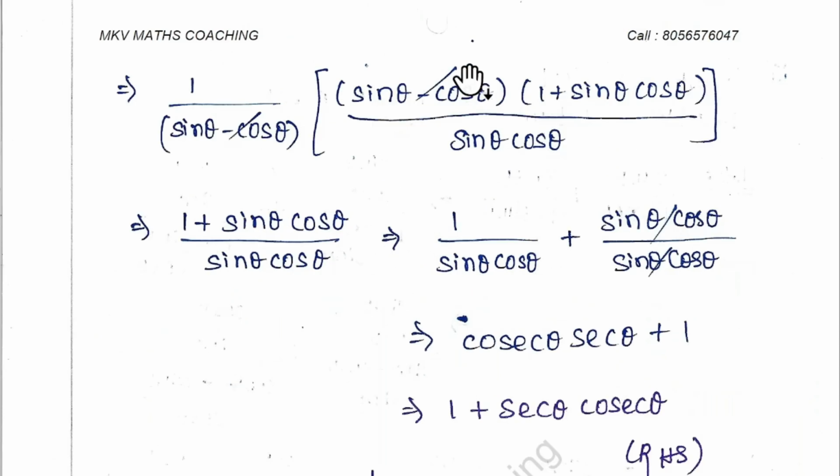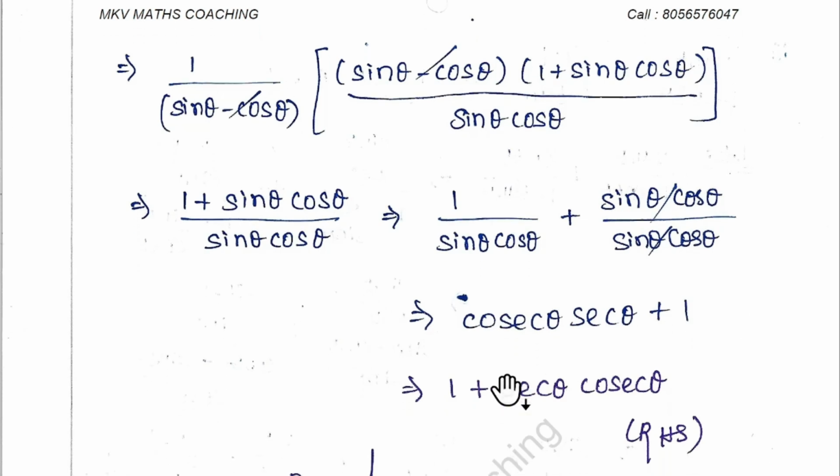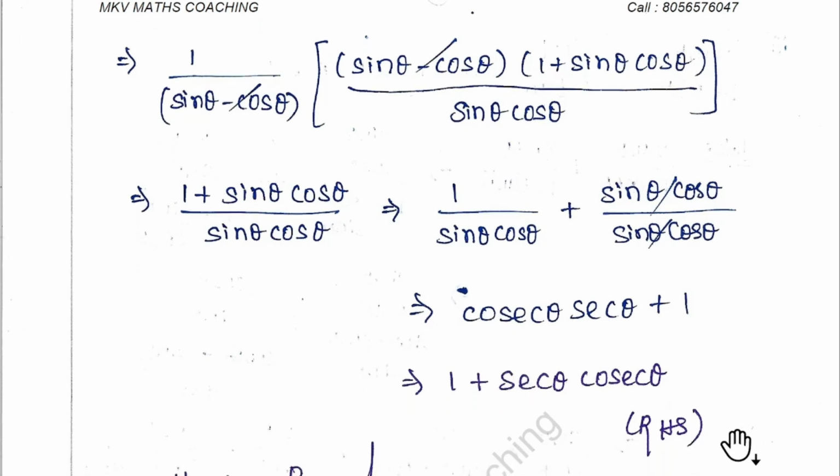So you just write it as it is and cross, and you can get cancelled with this. You will end up with this. So 1 by sin cos plus sin cos by sin cos. So you can get cancelled. This is secant cosecant plus 1. 1 plus secant cosecant is your RHS, right?